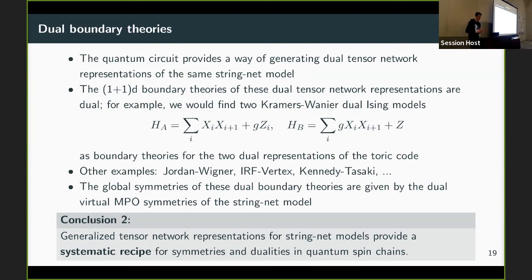So this is the second conclusion, and basically the conclusion of this talk is that these generalized tensor network representations for string net models provide you a systematic recipe for understanding symmetries and dualities in the quantum spin chains that live on the boundaries of these string net models.